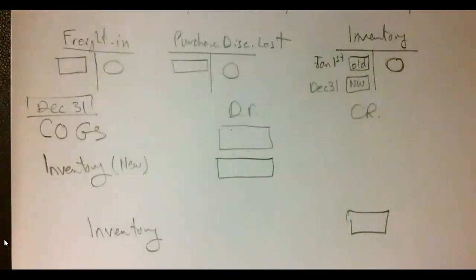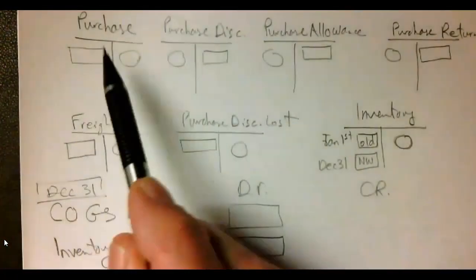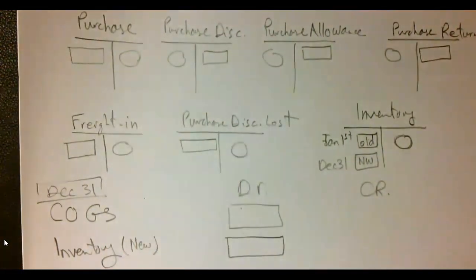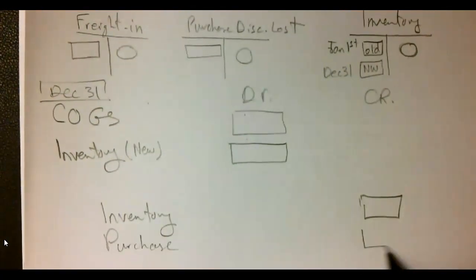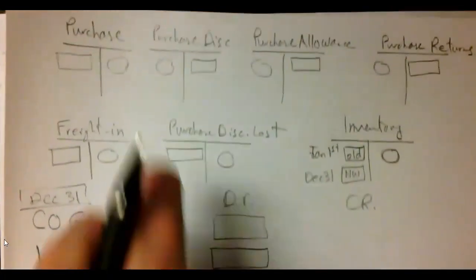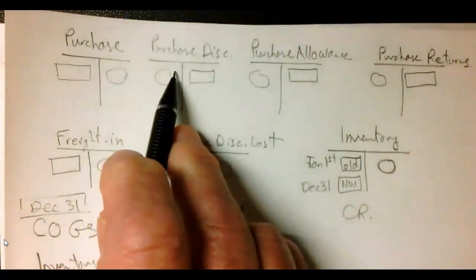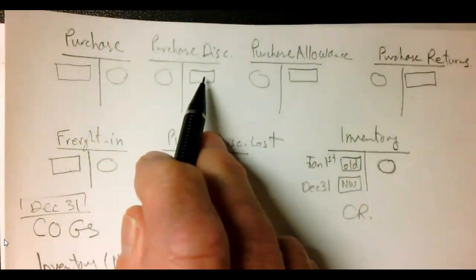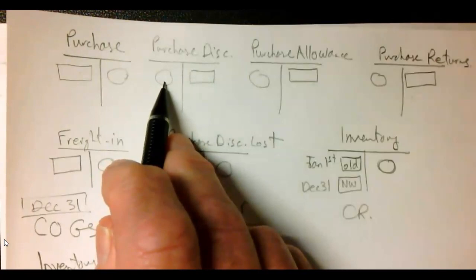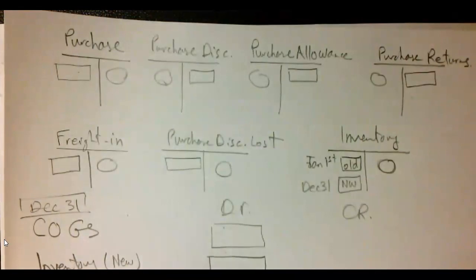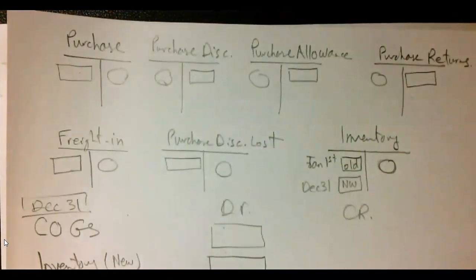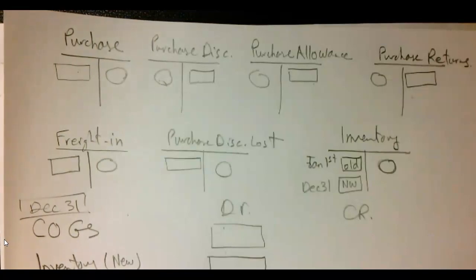And then look at all these T accounts in here. You have purchases that needs to be credited to be closed. Okay. You have purchase discount that needs to be debited to be closed. So purchase discount needs to be debited.